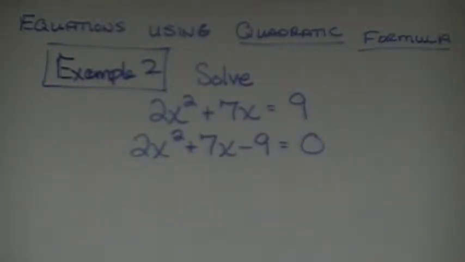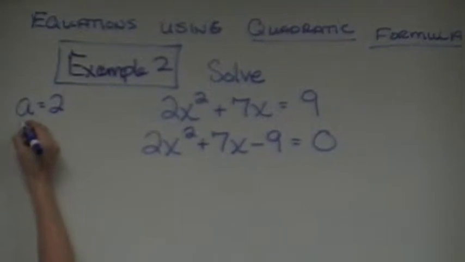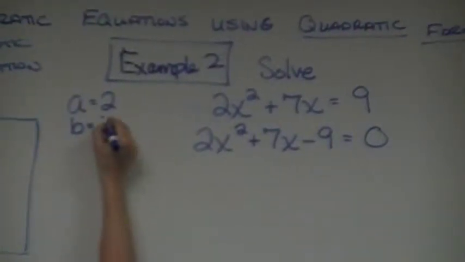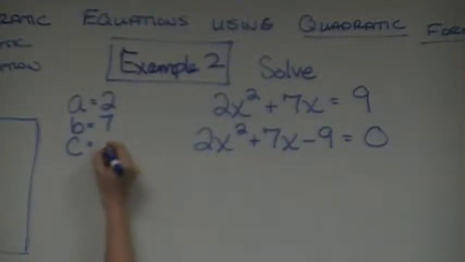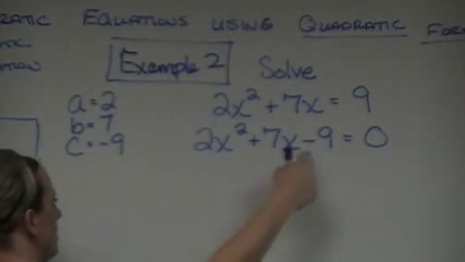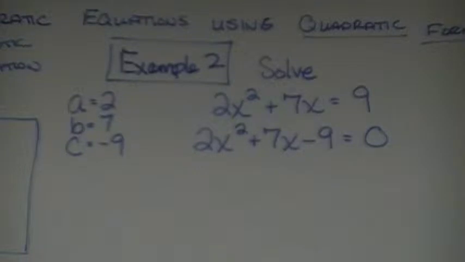Now what can we identify? What three values? A, B, and C. Good, let's do it up here. A equals 2, B equals 7, and C equals 9 or negative 9? Negative 9. Good, because it's a negative. That's a negative 9. All right, now we just do what?